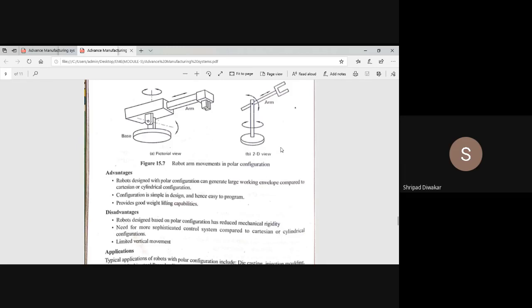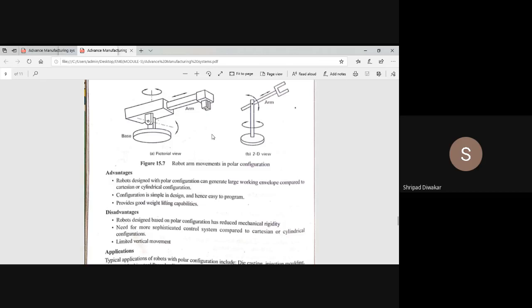A simple control system is required in the case of Cartesian. In the case of cylindrical, a sophisticated control system is required. In the case of the polar configuration system, still more complicated control systems are required for the operation of the robot. And limited vertical movement. You see the structure, so we cannot operate for longer vertical motion. It is very limited vertical movement of the arm. So this is one disadvantage of the spherical configuration system.